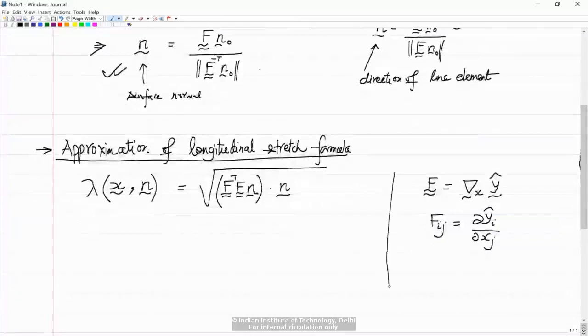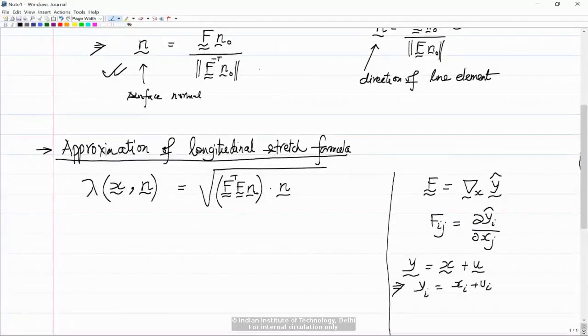So do you recall that the deformed position y was equal to the reference position x plus displacement u, isn't it? So displacement was being measured relative to the reference position. Now write this down in component form. This would mean yi is equal to xi plus ui, correct? Now take the derivative on both the sides with respect to xj, so this gives me del yi over del xj, that's equal to del xi over del xj plus del ui over del xj.